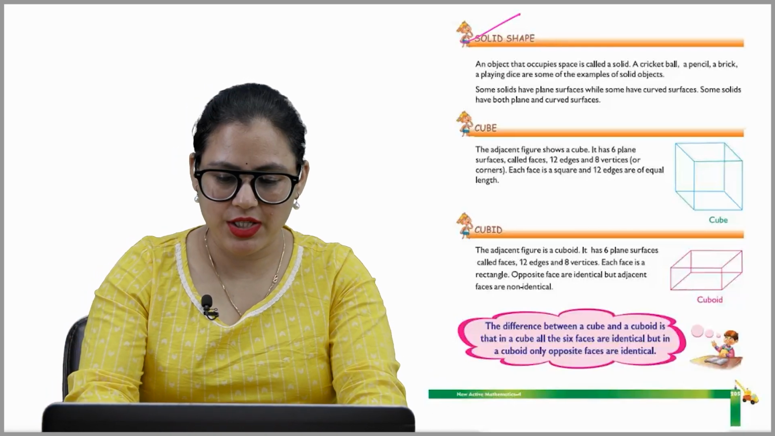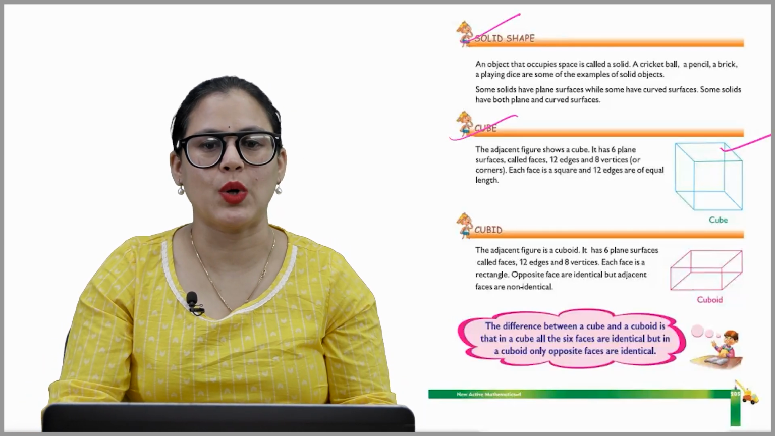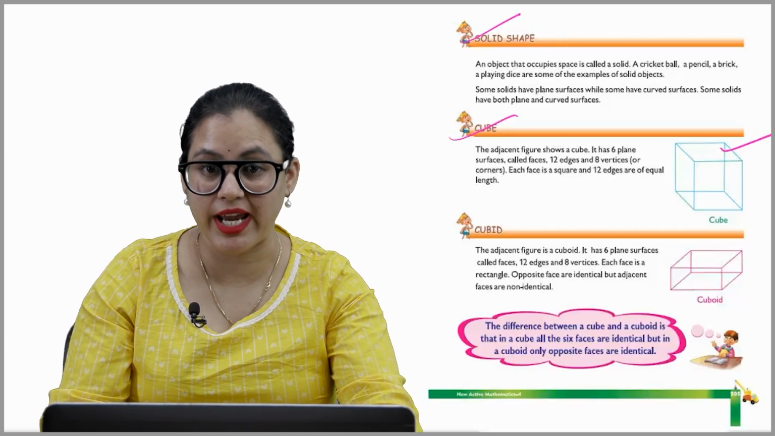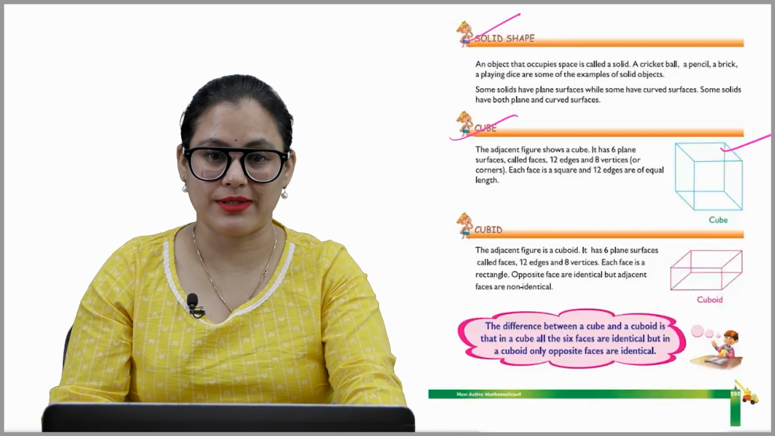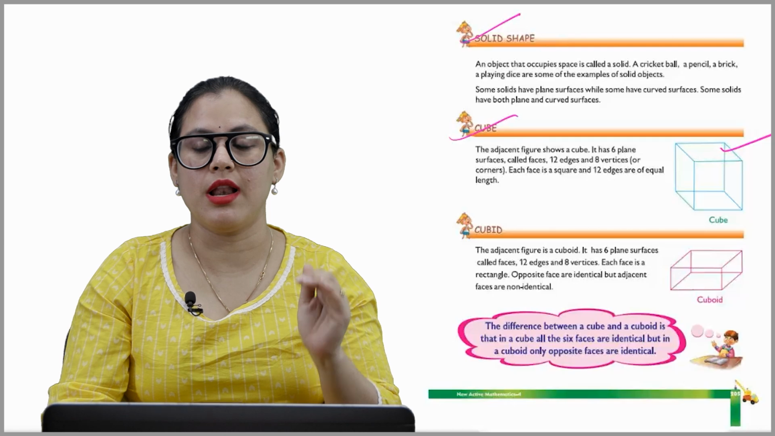Cube. The adjacent figure shows a cube. It has 6 plane surfaces called faces, 12 edges and 8 vertices or corners. Each face is square and 12 edges are of equal length.